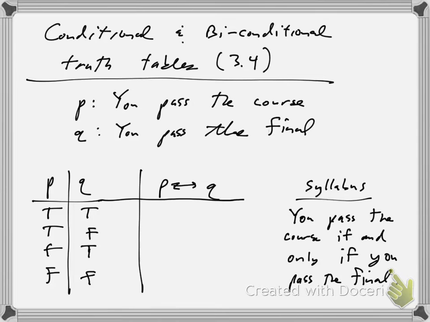Okay, now let's look at the biconditional statement. Biconditional is the if and only if statement, the double arrow that we used previously. So now we're going to look at, let's say in the syllabus I told you guys that this statement right here, you pass the course if and only if you pass the final. So, what would that one mean?